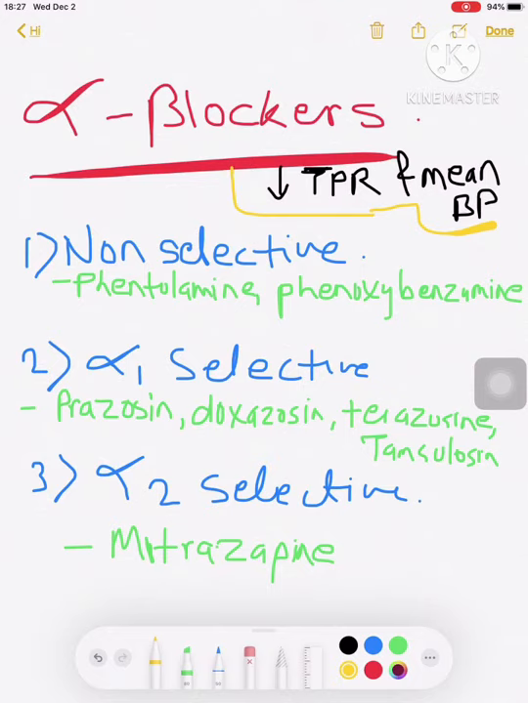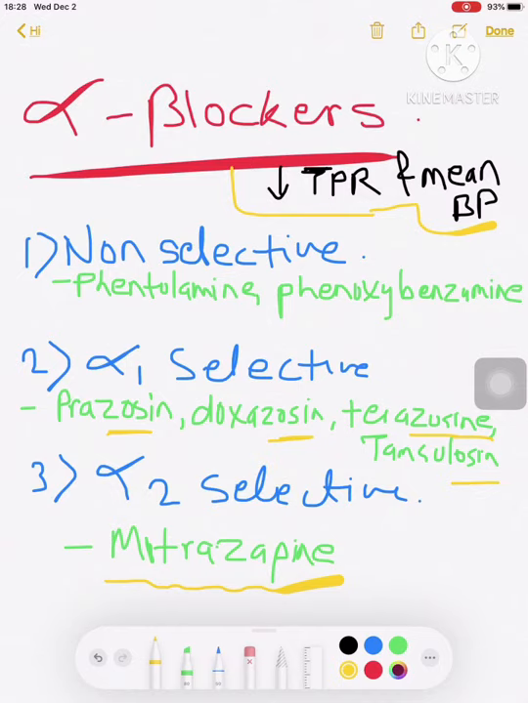Okay, so the selective alpha 1 blockers, remember this, the "-osin" drugs: prazosin, doxazosin, terazosin and tamsulosin. These are selective alpha 1 blockers. And the last one is selective alpha 2 blockers. We have only one drug here, mirtazapine. We used to have another drug called yohimbine, but it is not used currently. So these are the alpha blockers.